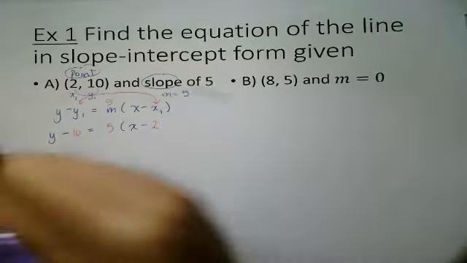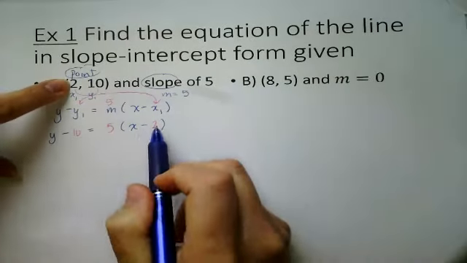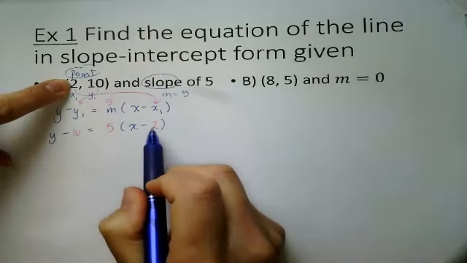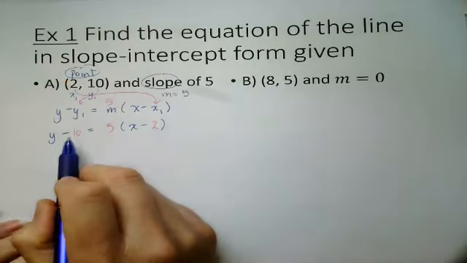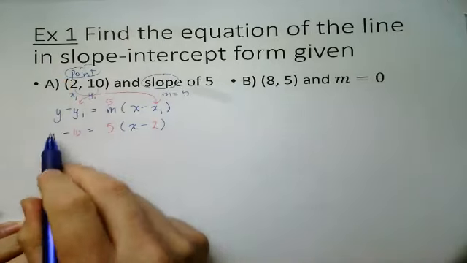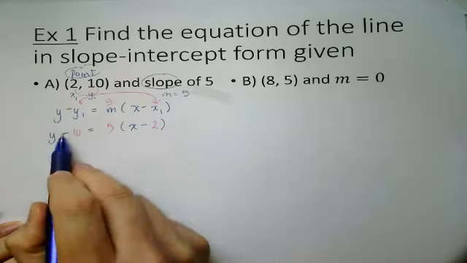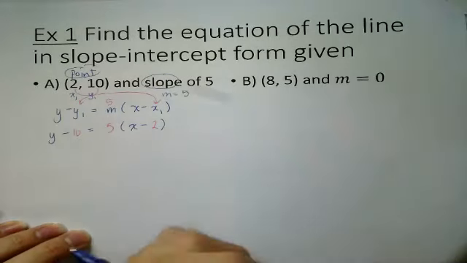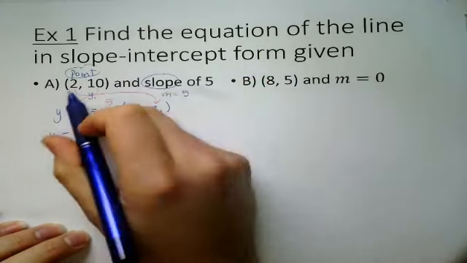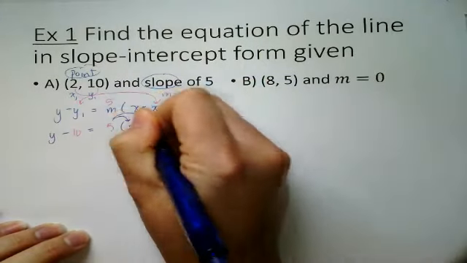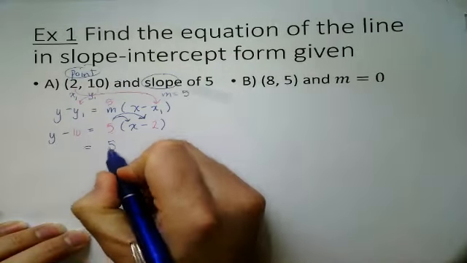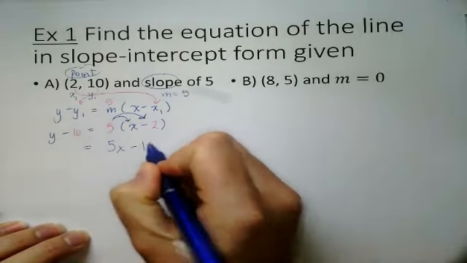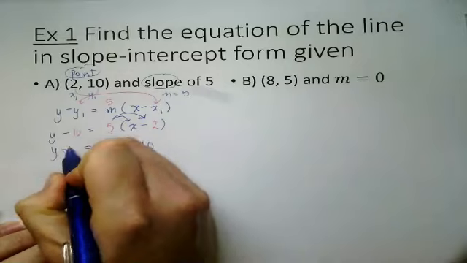And then watch your signs. If this was a negative 2, we would do x minus a negative 2, and that's going to change the sign to a plus. So watch those negatives. Same thing over here. If it was a negative 10, it'd be y minus a negative 10. Minus a negative is really plus. All right, so once you've plugged in your slope and your ordered pair, then we can go ahead and distribute. 5 times x is 5x, and 5 times negative 2 is negative 10. I'm going to bring down my y minus 10.